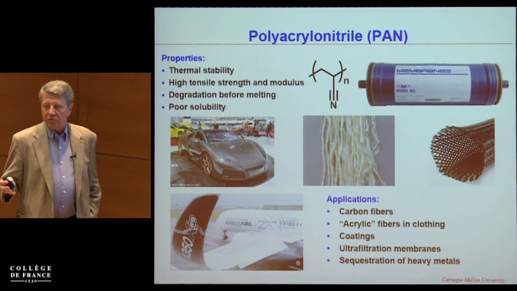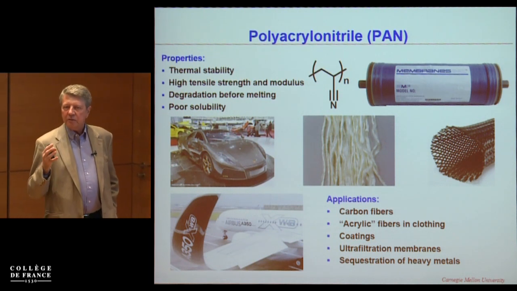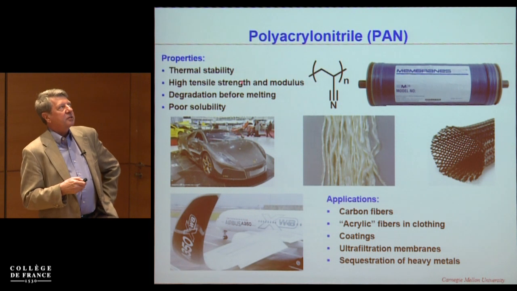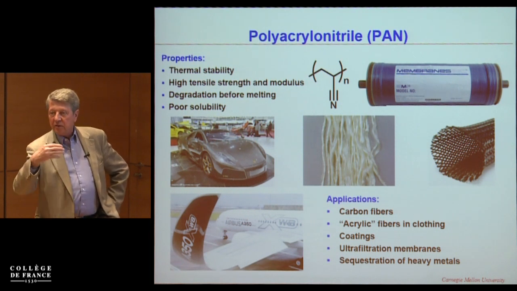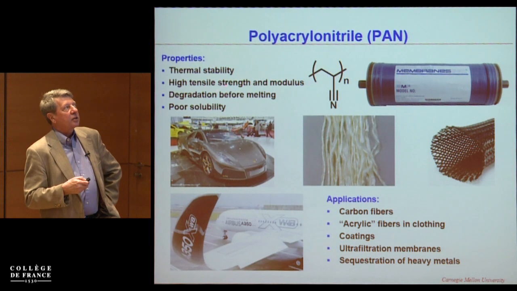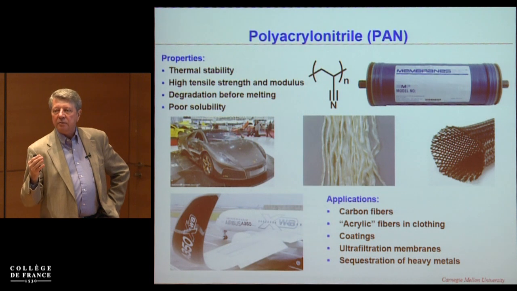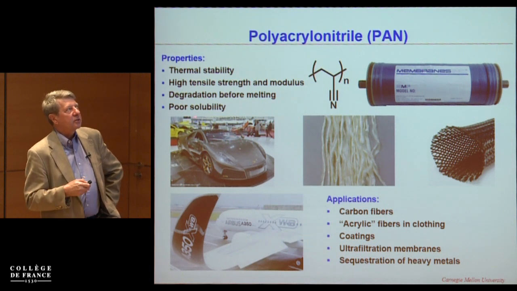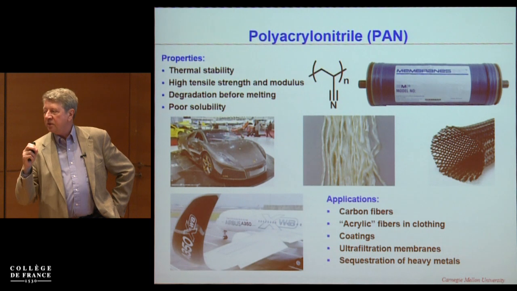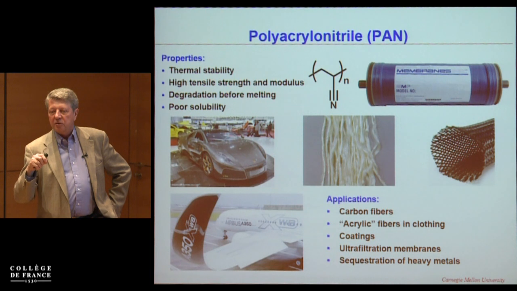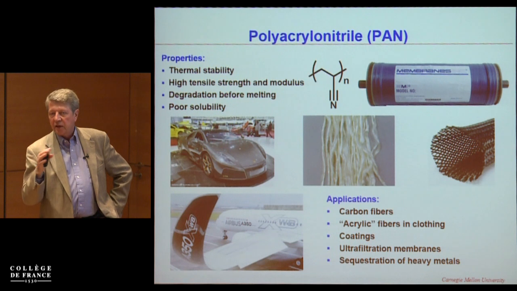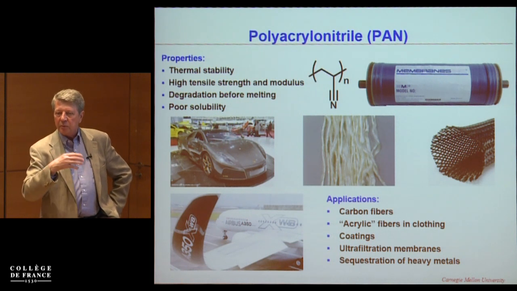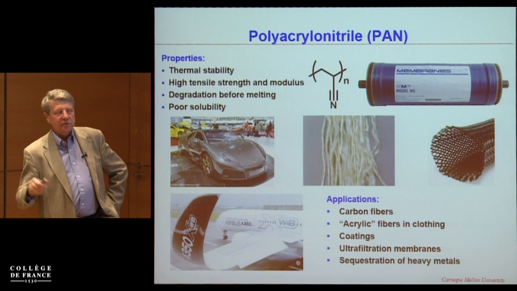So polyacrylonitrile is a kind of special polymer. It has pretty high thermal stability until it starts cross-linking. It has very good tensile strength and modulus. In fact, before melting it degrades, and it also has very poor solubility. It's one of the few examples of polymers which are not soluble in their own monomers. So polyacrylonitrile is not soluble in acrylonitrile. You need other polar solvents. I will show you some examples, DMF, DMSO, and some fancy systems as well.